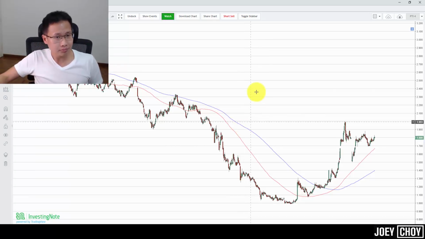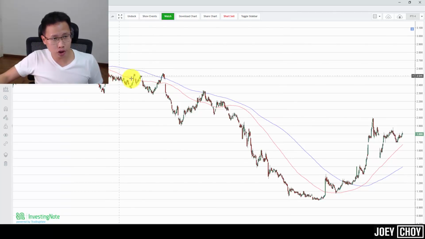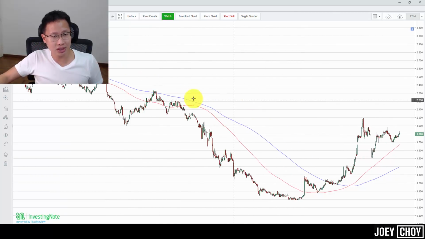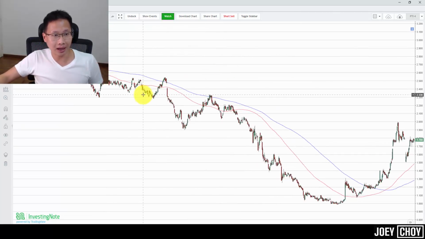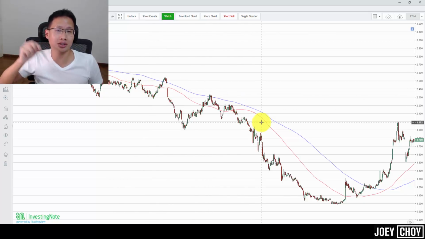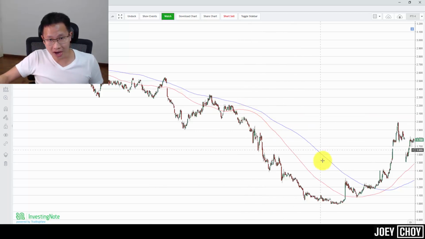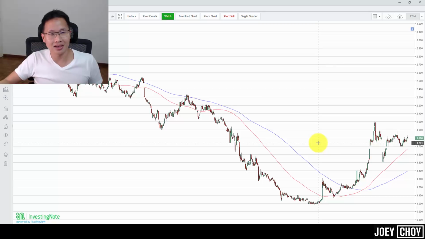Very simple. This is the short-term moving average, the red line. When the red line is pointing down and the blue line is pointing down, so both of these lines are pointing down, and the short-term 100 days moving average is below the blue line right here, we can say that this counter is in a downtrend. That's where we want to think about shorting and riding the downside.